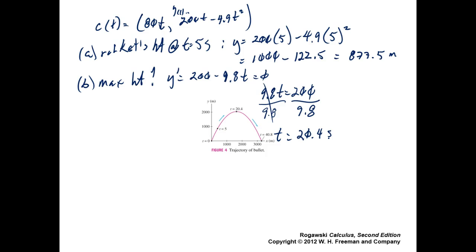Seconds. But guess what it says? It didn't ask for the time of maximum height. It asked for what was the maximum height. So what are we going to have to do here? Plug that back into y of t, only make it y of 20.4 seconds, which is equal to 200 times 20.4 seconds, minus 4.9 times 20.4 squared, seconds squared.